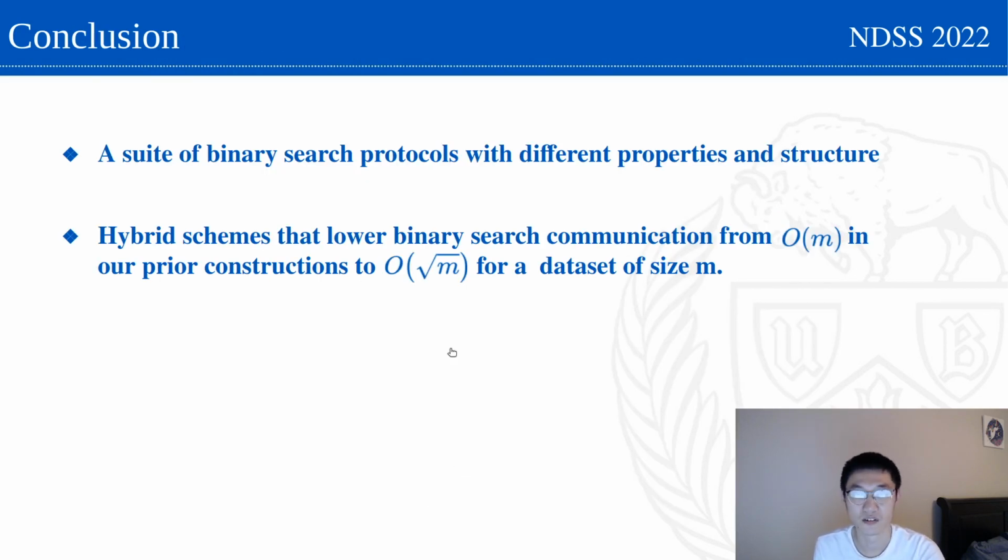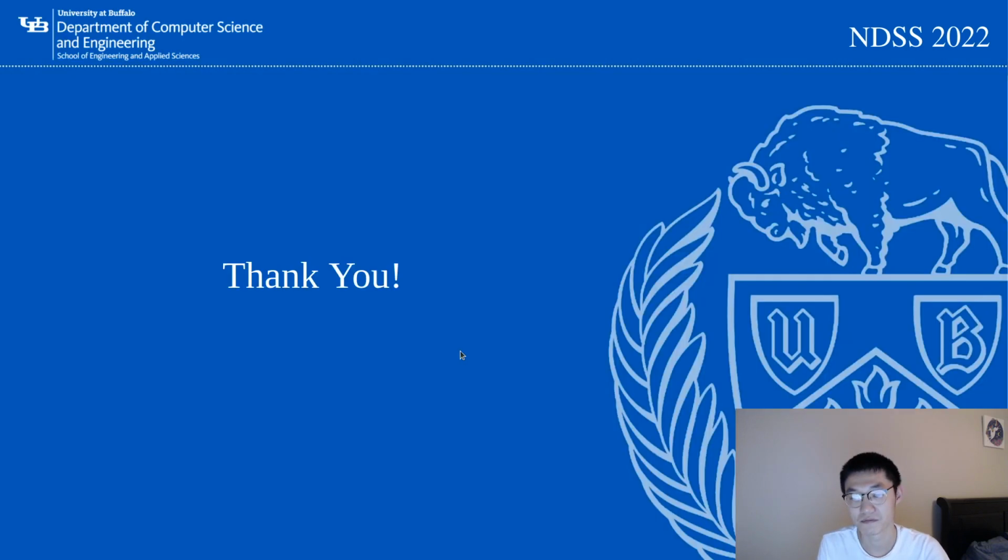So in a nutshell, in this work, we explored solutions for binary search in the secure computation scenario. We proposed a suite of binary search protocols with different properties and structures, and also one hybrid solution that could lower the computing cost from big O of m to big O of square root of m, which is sublinear. Thank you.